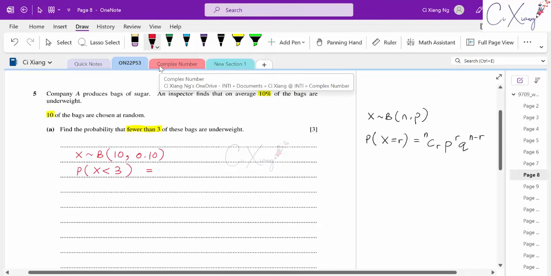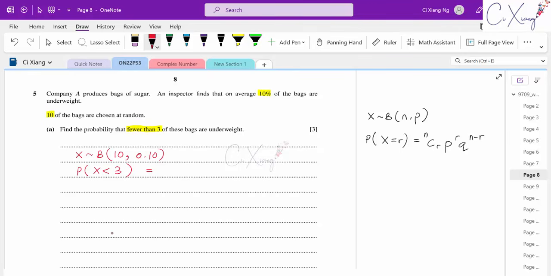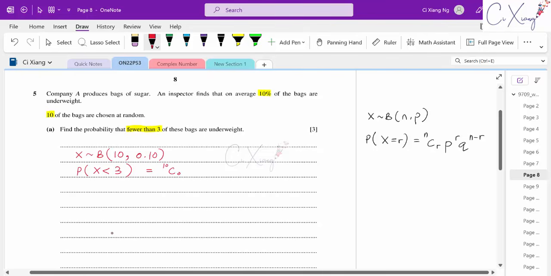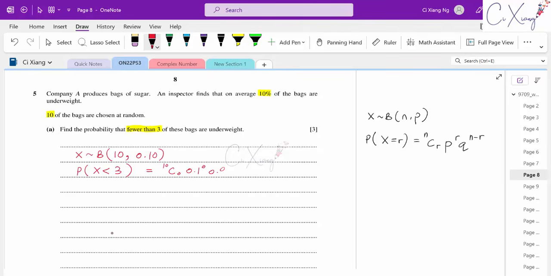Now if we want to apply it to our question here, X smaller than 3 means we can start from X equals 0, X equals 1, X equals 2, not including 3. When X equals 0, I'm having 10C0, then 0.1 power 0, 0.9 power 10. Then when X equals 1, I'm having 10C1, 0.1 power 1, 0.9 power 9, and also X equals 2, so 0.1 power 2, 0.9 power 8.